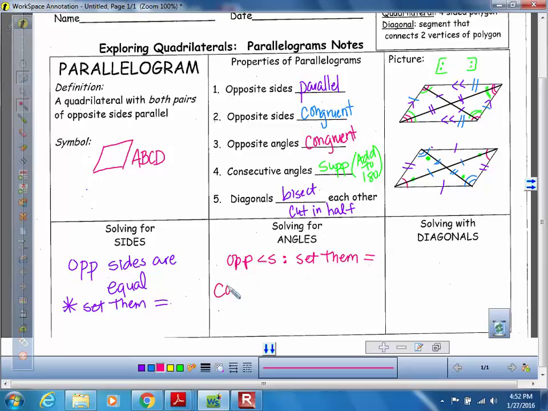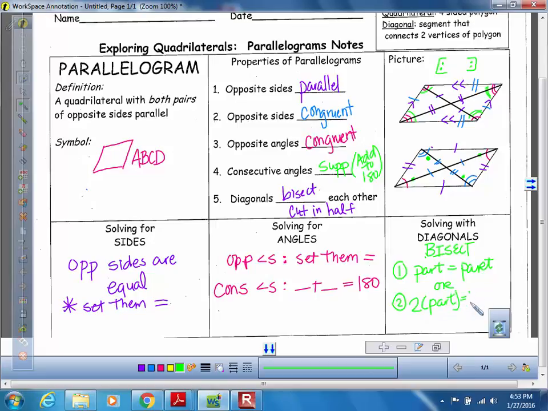But if we're given consecutive angles, that means we add both of them together to equal 180. And lastly, if we're dealing with diagonals, we know the diagonals bisect. So two things apply. Either part of one diagonal equals the part of the other diagonal, or two times one of the parts of the diagonal should equal the whole thing.